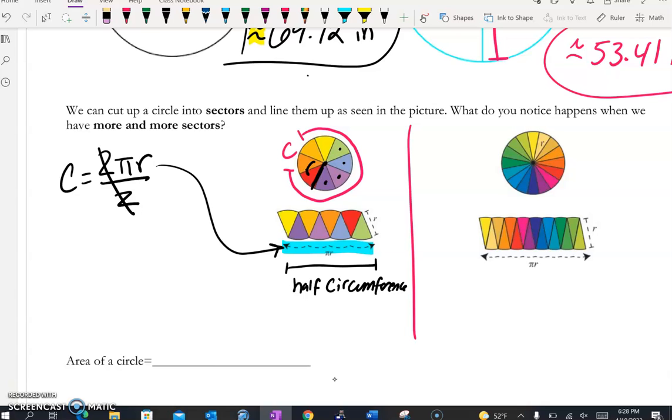If we go to the second picture on the right side, notice we have far more sectors or pieces of the circle. And as we increase, right, as we have more and more slices, notice the edges are straightening out. So it's starting to look not so much like a parallelogram and more so like a rectangle. And at that point, the area of a rectangle, right, is base times height.